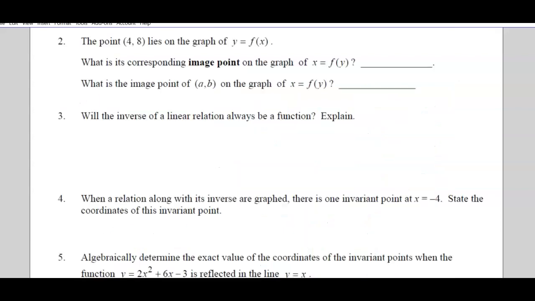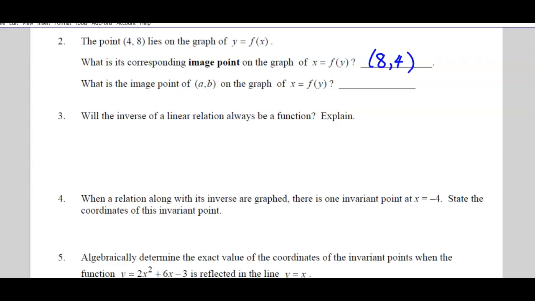Okay, so just on your right-hand side here, we do have to get through these ones on the right here. Some of them are pretty fast. So the point (4, 8) lies on the original graph of f of x. Image point after a reflection. Are we okay? 4, 8, 4. Good.